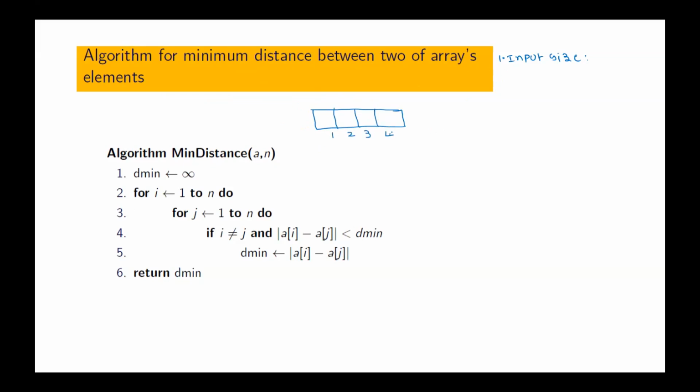So these are some four elements: 10, 8, 20, 6, something like this. What is the output? Minimum difference. If the input is this, what is the output this algorithm gives? 2. It returns 2, sir. Okay. What is the answer that it gives?